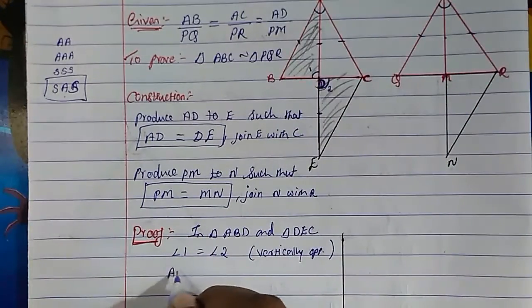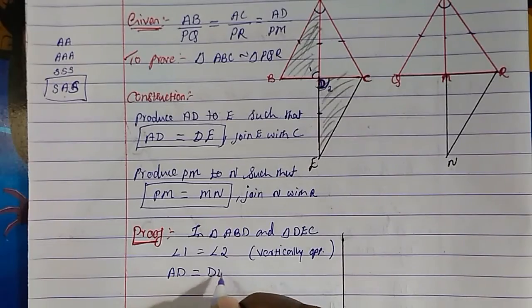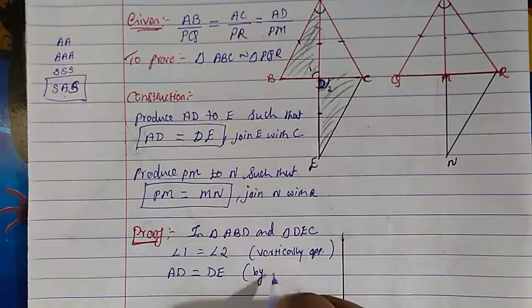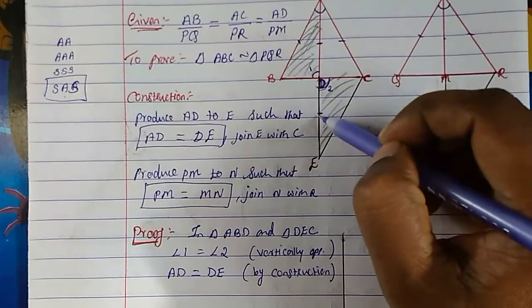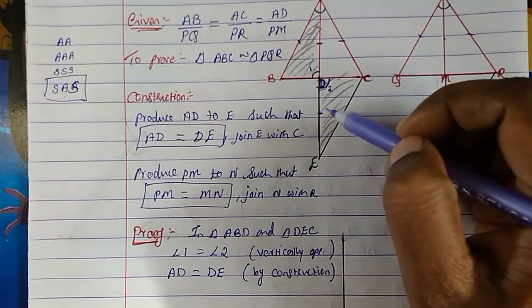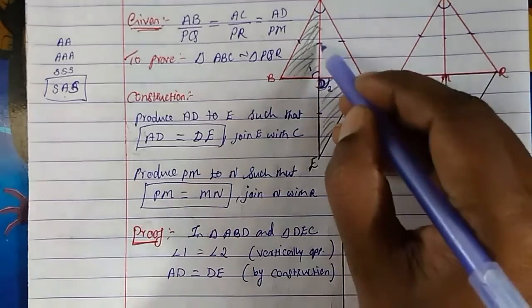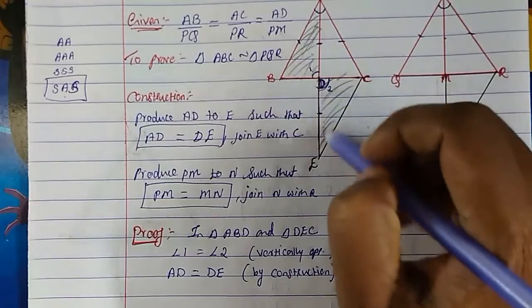So can we say AD is equal to DE? How? By construction. We only did it, so by construction. Okay, so now this side is over. Then what are the things we have? This one angle is over, one side is over.